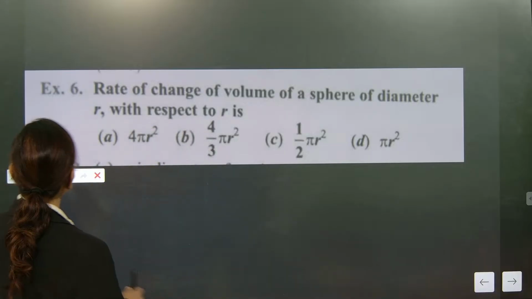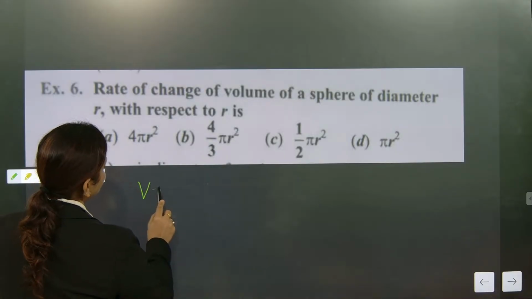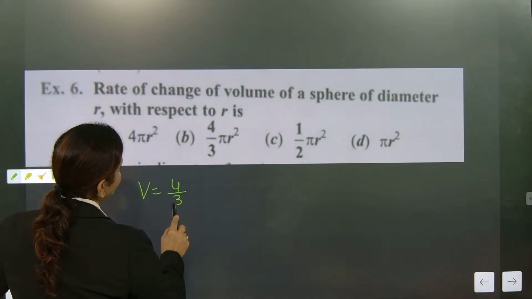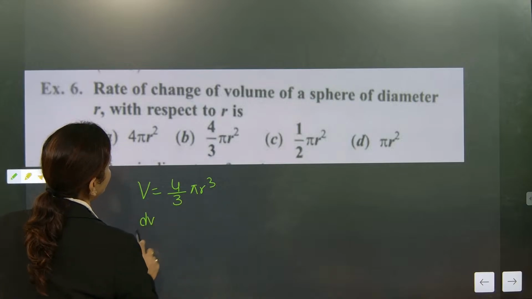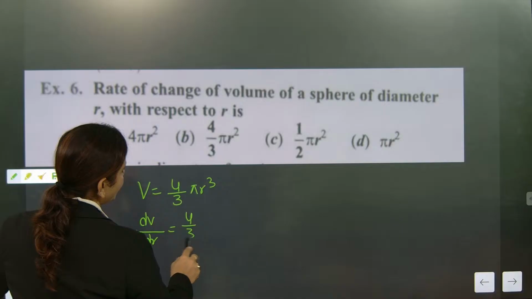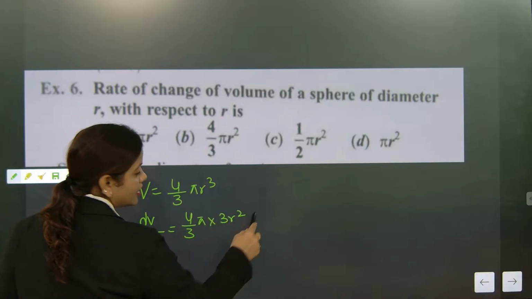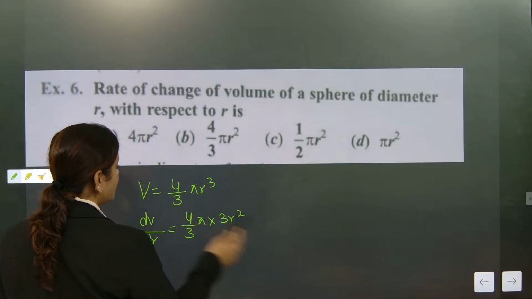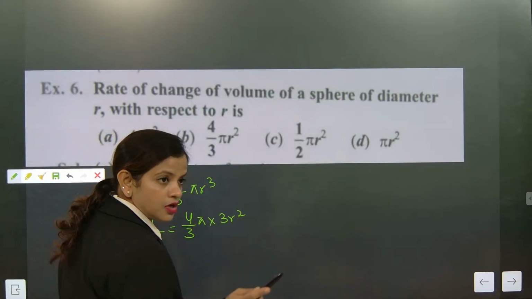Okay, very good. Let's check this one out. First is what they have given, sphere volume. Volume of sphere is 4 by 3 pi r cube. Understood? So dV by dr is equal to 4 by 3 pi into 3r square. dr by dr will get cancelled because we are not differentiating with respect to time. We are differentiating with respect to r only.